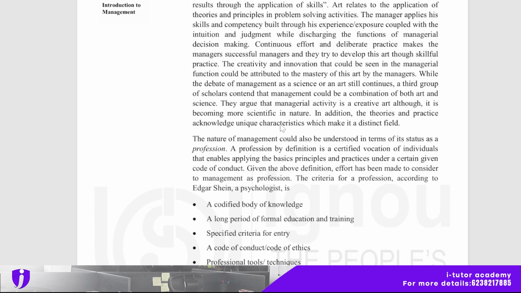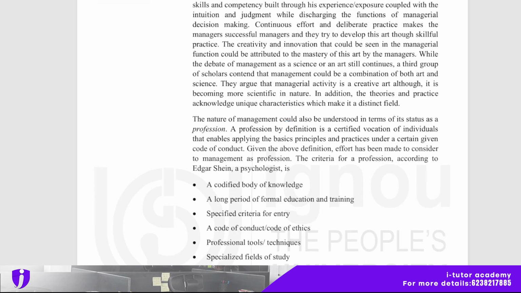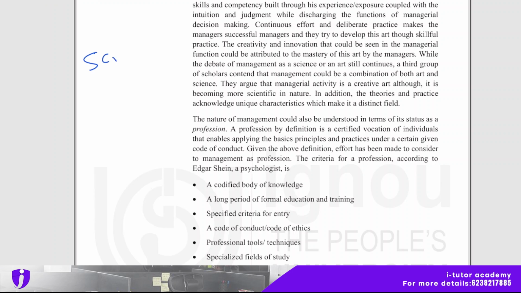While the debate of management as a science or an art still continues, a third group of scholars contended that management could be a combination of both art and science. So some of them concluded on this, what is the nature of management? Some say it is a science, some say it is skillful work, that is because of its art, and some say its nature is both science and art.